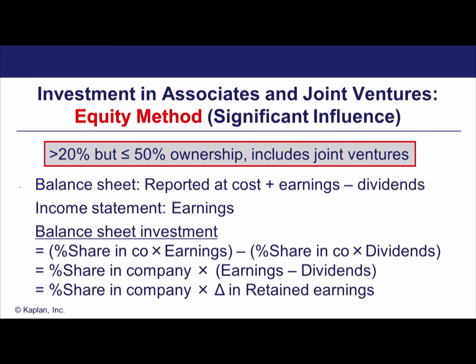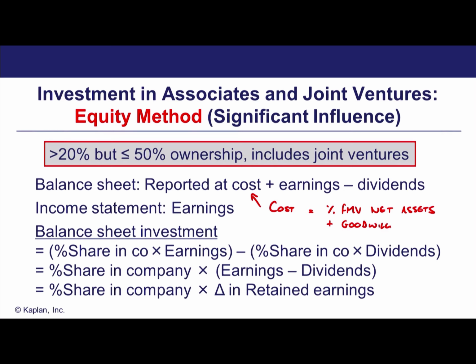Okay, so in our balance sheet, notice it says reported at cost. So initially when we buy the security, we're going to report at cost. Okay, well, now what is cost? Well, cost of course is purchase price, but that purchase price essentially really represents a couple of elements. So that cost is equal to our share of FMV net assets plus goodwill. Okay, let's break that down.